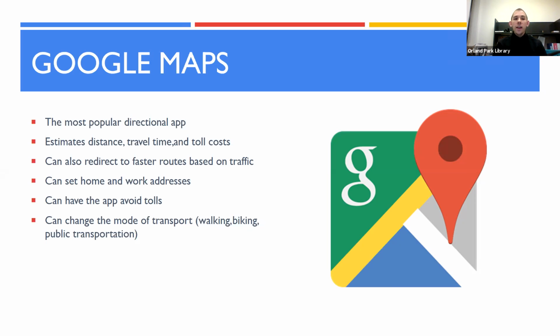And also, like I said before, if you're going out of state, it'll give you the toll costs. So you can choose to avoid tolls, or if you're taking the toll roads, it'll give you the toll cost for each one. So it'll aggregate all of that together. And then you can also redirect to faster routes based on traffic, like I mentioned before. You can set home and work addresses. So if you have a Google account already and you go into Google Maps, you can save locations instead of having to manually enter them every single time.